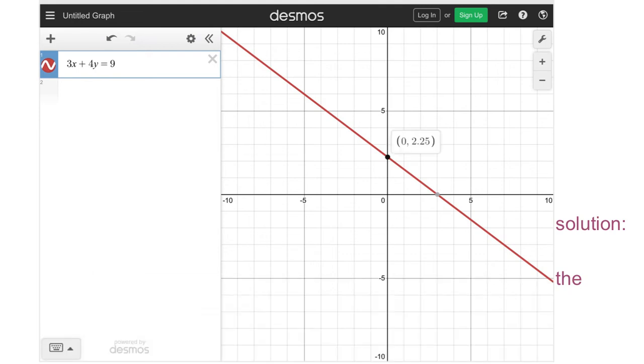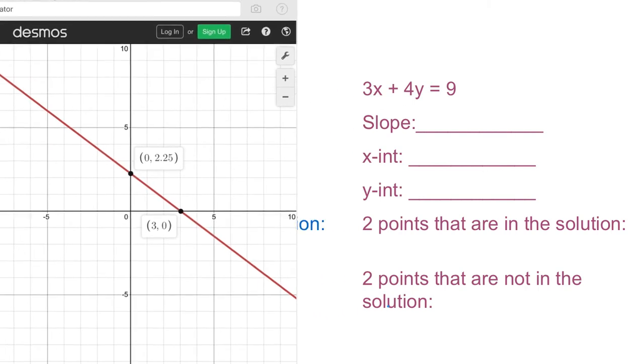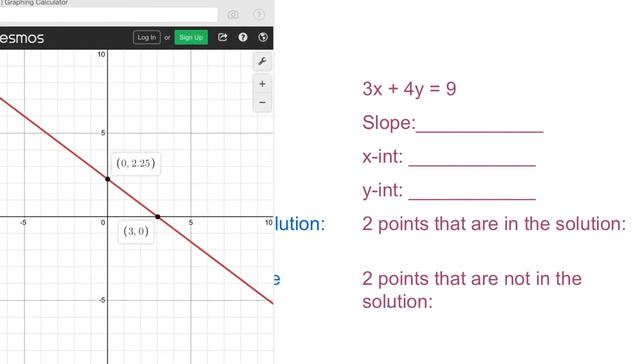So if I look at my line that's graphed, my intercepts are on the axis there, so those are easy for me to come up with. My x-intercept is at 3, 0, and I know that one's the x-intercept because it's on the x-axis. My y-intercept is at 0, 2.25, because that's the one on my y-axis.